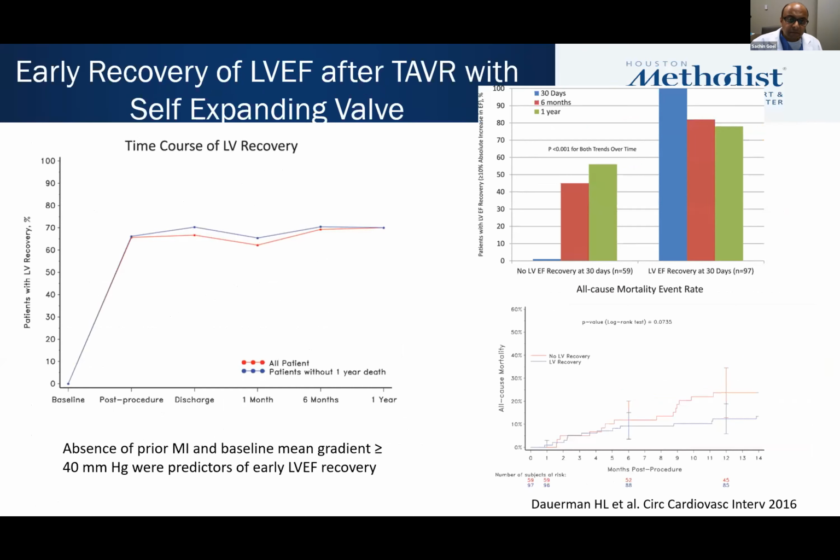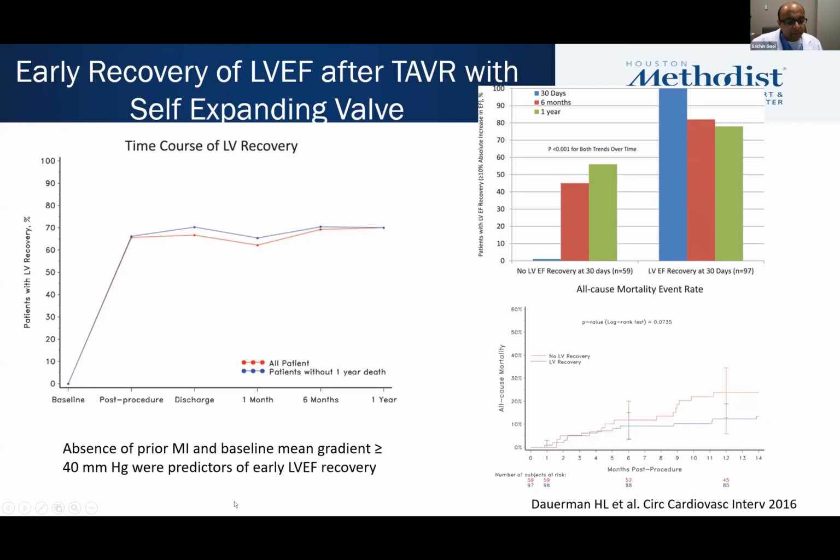Similar to the PARTNER balloon-expandable valve cohort, in the self-expanding valve cohort it was shown that about 2/3 of patients experienced recovery of ejection fraction early in the course of their follow-up after TAVR. However, patients also continue to have recovery after 30 days. At 1 year, when you looked at patients who had LV recovery versus no recovery, there was no statistically significant difference in mortality, although numerically the mortality was almost twice in those who had no LV recovery compared to those who had LV recovery.